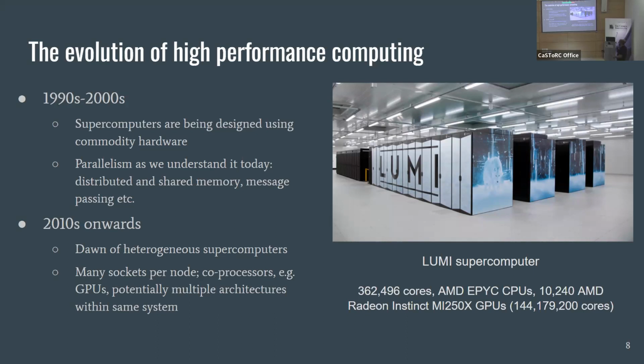Here we see Lumi. It's a good example. It has 360,000 cores and 144 million GPU cores.